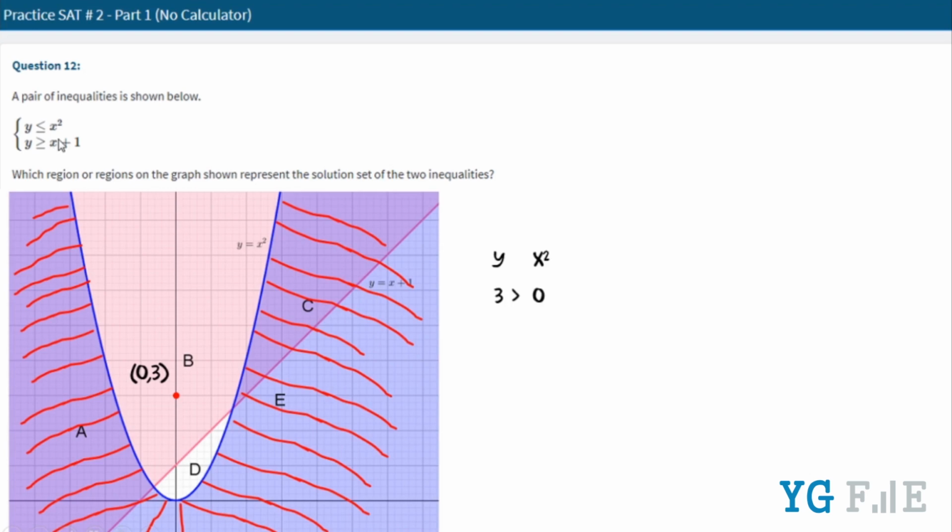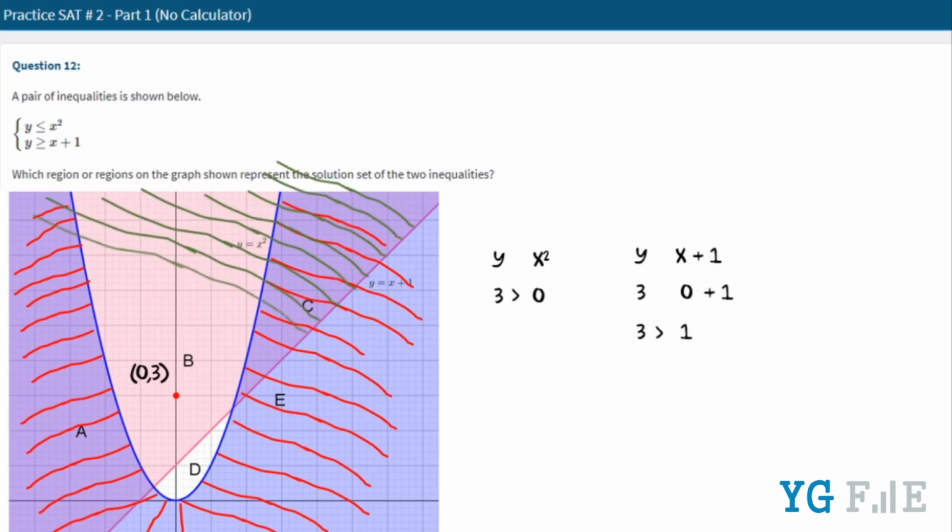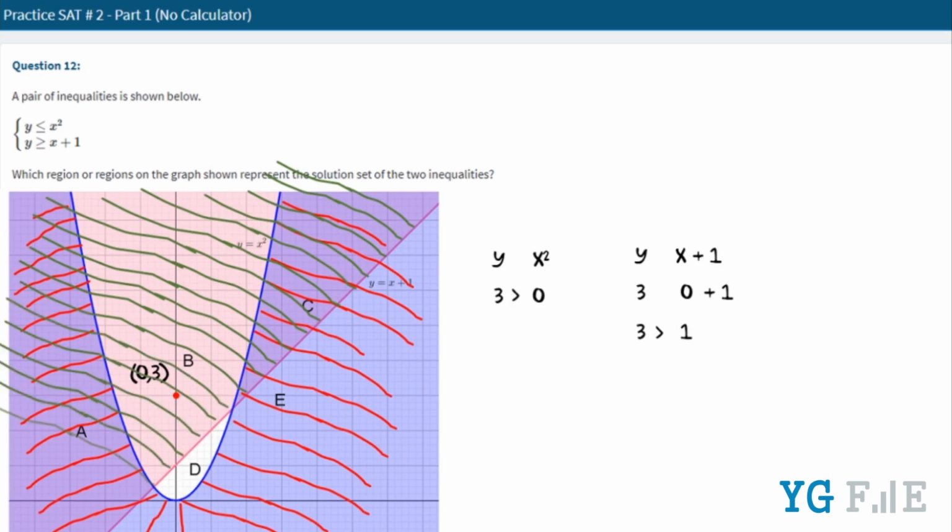To find the area that satisfies the second inequality, we can use the same point to test whether this point satisfies the inequality. The left side is y and the right side is x plus 1. So we have 3 on the left side and 0 plus 1 on the right side. So we have 3 and 1, and we know that 3 is greater than 1. It means that this point and any other points in the same region will satisfy this inequality.